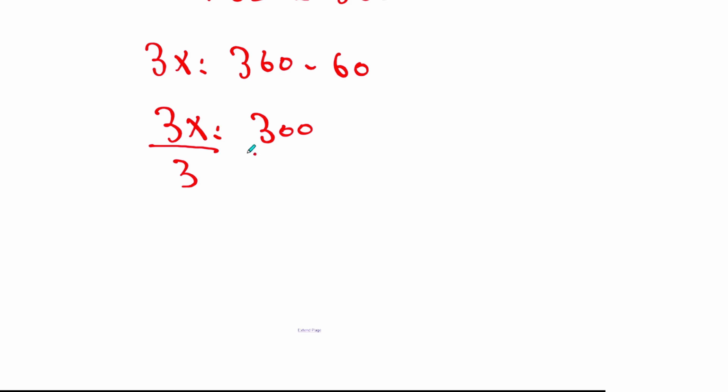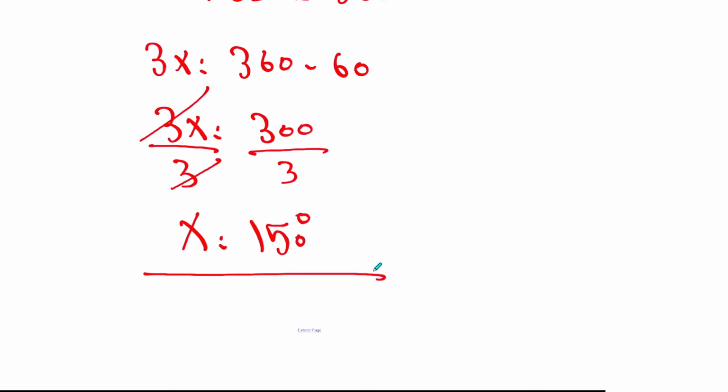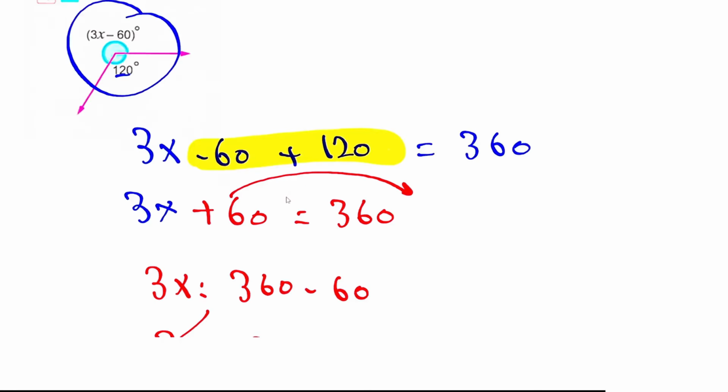So we divide by 3 and we divide by 3. Here as well, we perform a cancellation, which means that the variable x will then become 150 degrees. Oh, wait a moment, I need to correct that. This value is actually 100 degrees, not 150 degrees, so x is indeed 100 degrees.